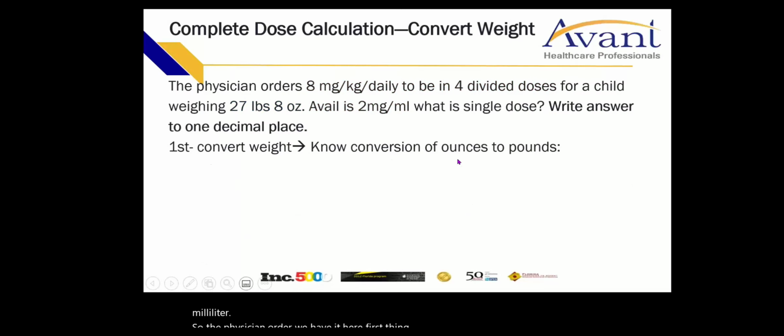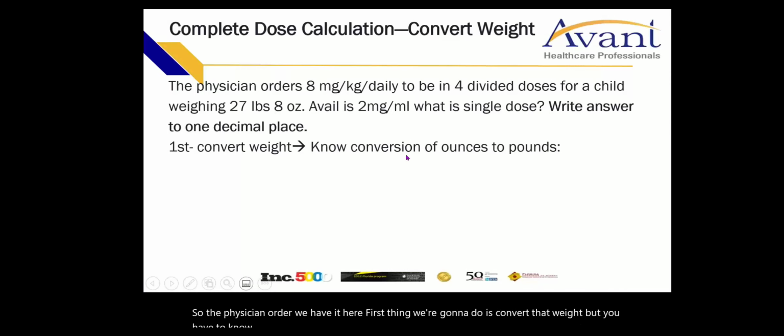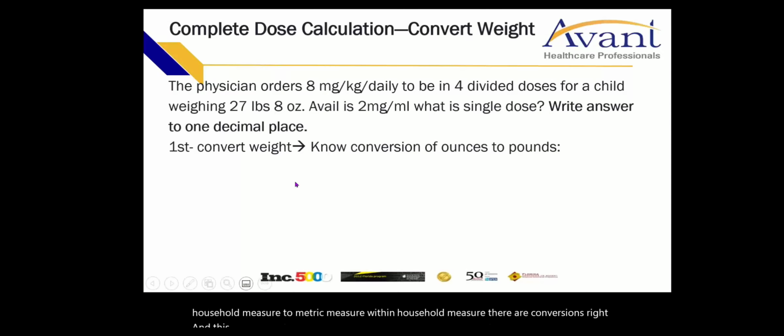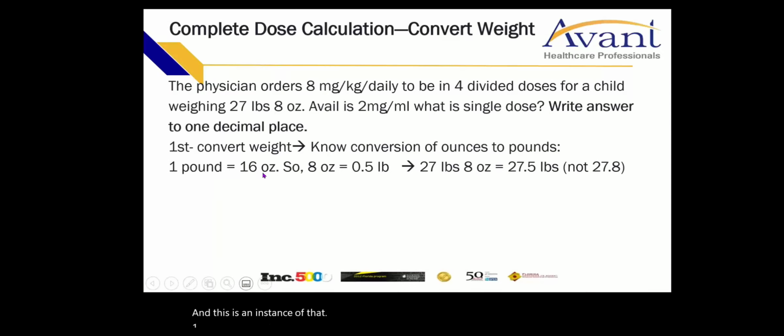First thing we're going to do is convert that weight, but you have to know your conversions of household measures to metric system, right? There's a little trap here that can happen because of this, right? So know your conversion of ounces to pounds, right? So even though you're converting from household measure to metric measure, within household measure there are conversions, right? And this is an instance of that. 1 pound is equal to 16 ounces. So 8 ounces is equal to half a pound. Okay, so it's going to be 27 pounds, 8 ounces is equal to 27.5 pounds, not 27.8, right?